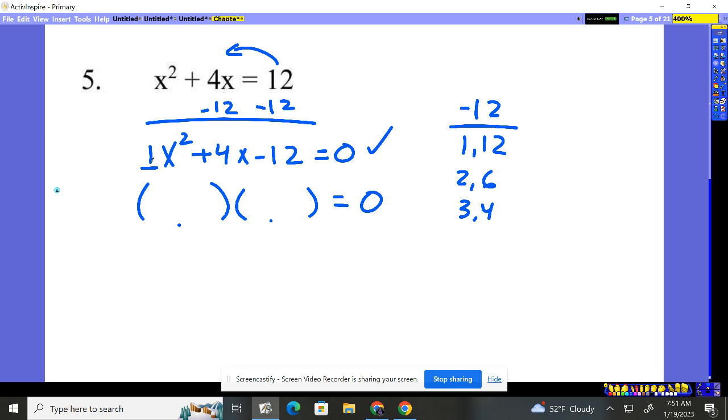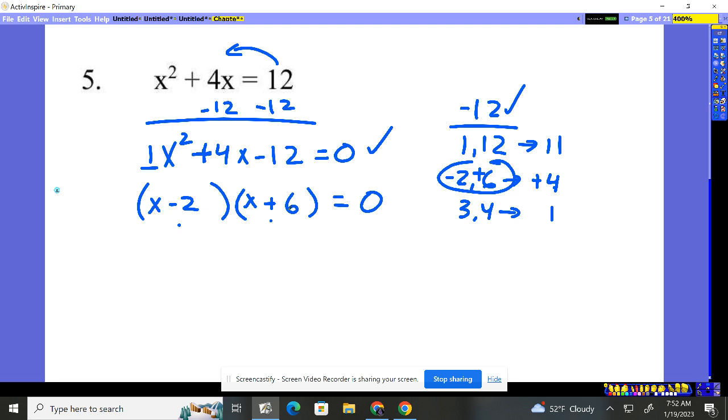So I need a negative 12, so one of them is negative, one of them is positive. So I'm looking at a difference. This has a difference of 11. This has a difference of 4 because, again, one of them is negative, so we're subtracting it, and this is 1. I need a 4. So I need to use the 2 and the 6. It says I need a what? Positive 4. Since you need a positive 4, you're going to need the positive on the bigger number, 6, and the negative on the 2. Negative 2 plus 6 is positive 4, and negative 2 times a positive 6 gives you the negative 12. So this factors down to an x minus 2 times an x plus 6.